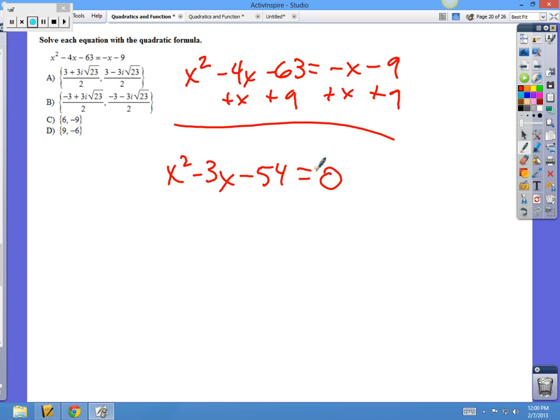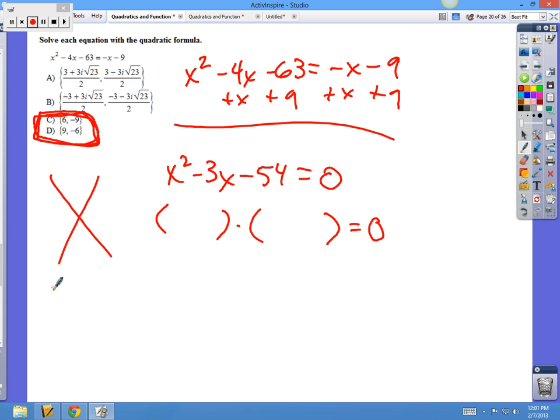And maybe if you look at your answers, A and B look kind of beastly. They're kind of intimidating. But C and D are really, really nice. And anytime your answers are nice, you don't need to use the quadratic formula. So your other route is to ask yourself, can I factor this? Can I rewrite this as the product of two binomials? Or if you use your template, you're looking for two numbers that multiply to give you a minus 54, but add to give you a minus 3.